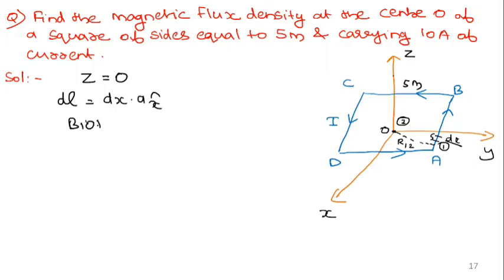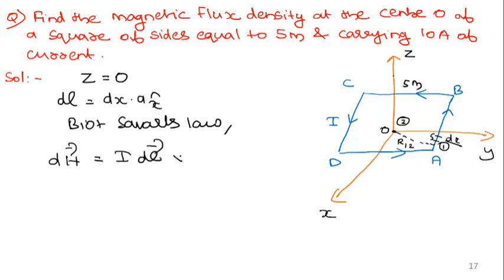Now according to Biot-Savart's law, you know that the magnetic field intensity is equal to I dL cross aR12, that is a unit vector, divided by 4 pi into R12 whole square. In your 12th physics, you might have studied I dl sin theta by r squared, the scalar form. I think in 12th standard you study only the scalar form, not the vector representation.